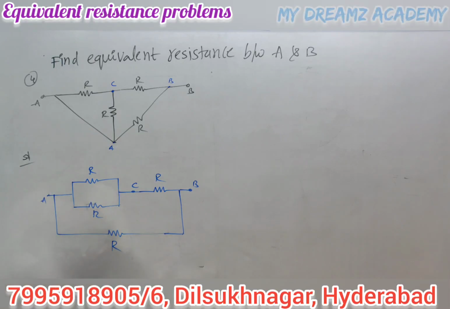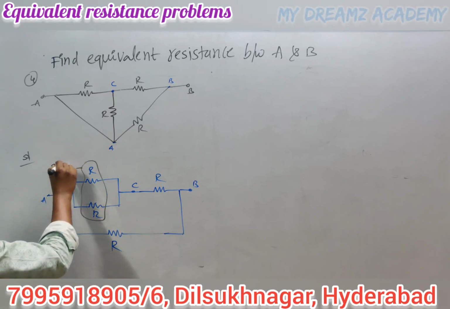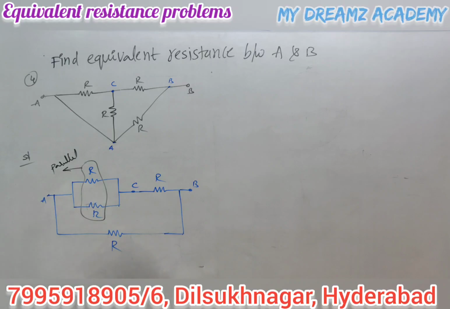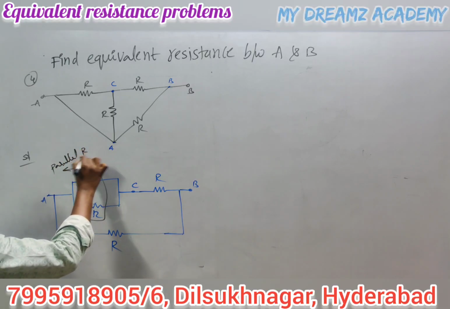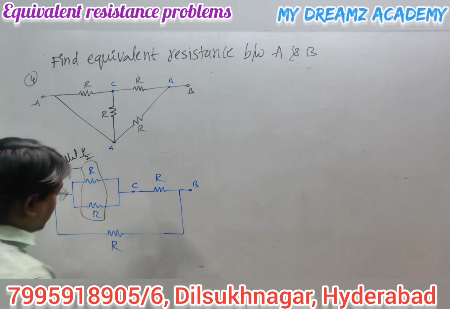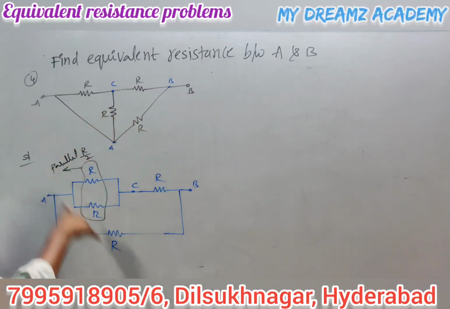Now if you observe, these two are connected in parallel. What is the equivalent resistance of this parallel combination? N identical resistors are connected in parallel, so that value is R by N. R by N value means R by 2. Okay, now that resultant parallel combination is in series with R, and the total resultant is in parallel to R.